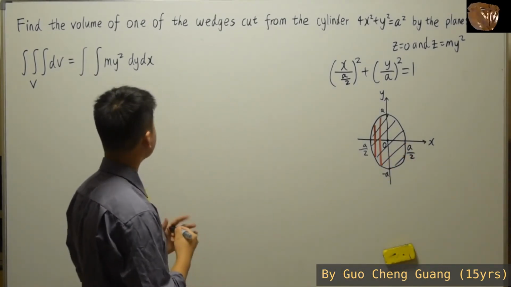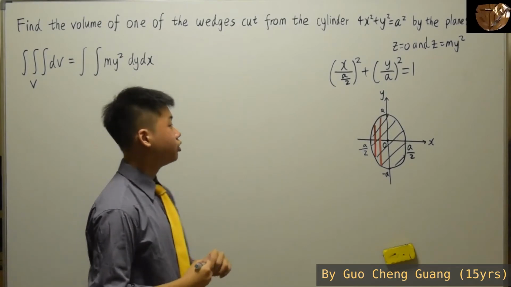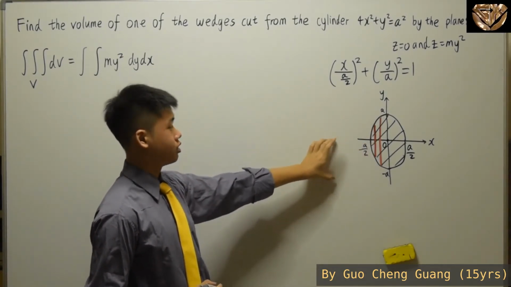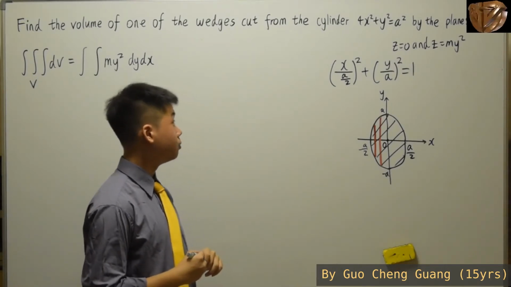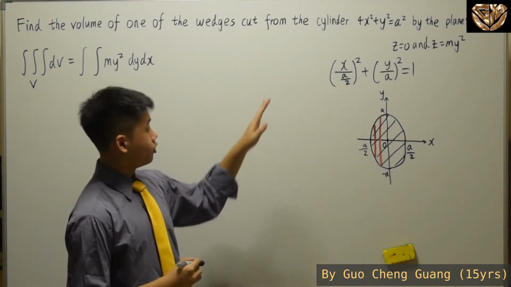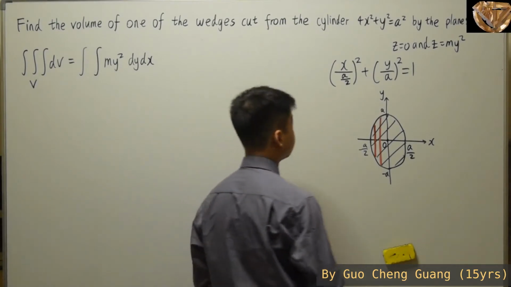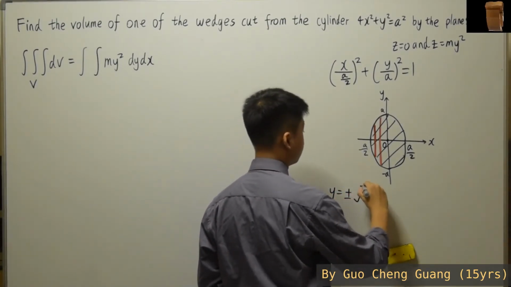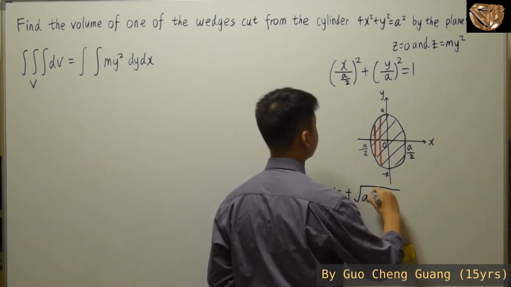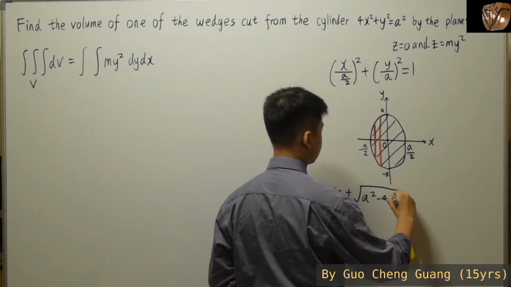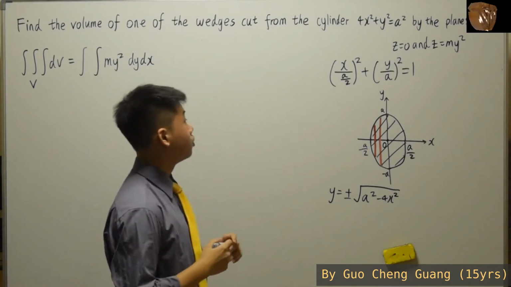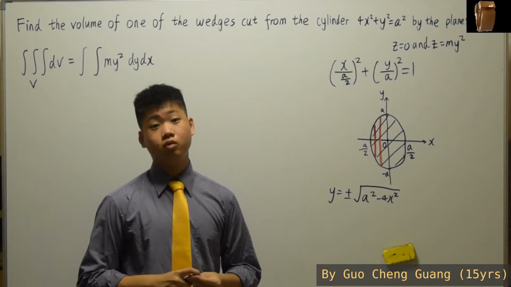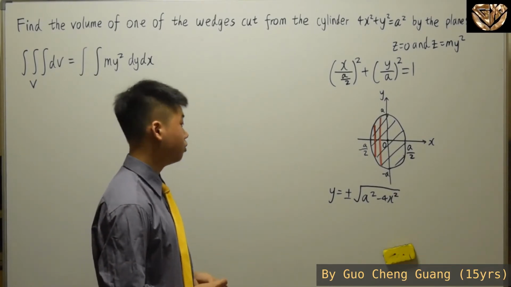So if you want to integrate with respect to y first, then we have to know what is the function for this part above and what is the function for the part below. So take a look at your original function. You can change it into y is equal to positive negative square root a square minus 4x square. So if you realize it, this will actually be your boundaries for y. Now how is it so?